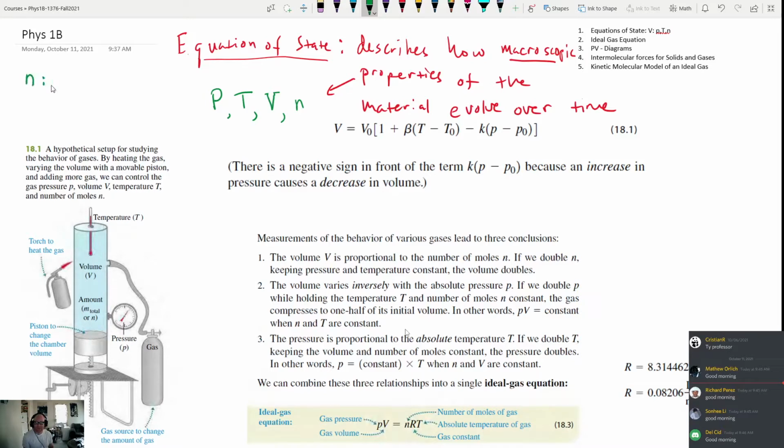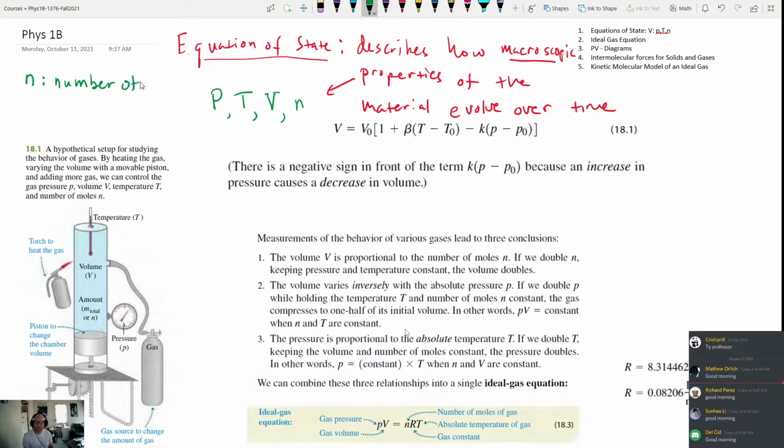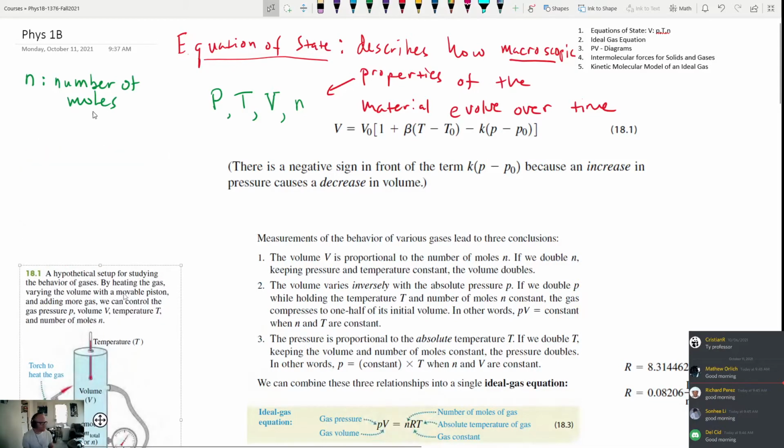N is going to be the number of moles. And the way that you can count the number of moles of the substance that you have, let me shift this down just a little bit here. Maybe some of you can tell me, how can you figure out the number of moles of a substance that you have?